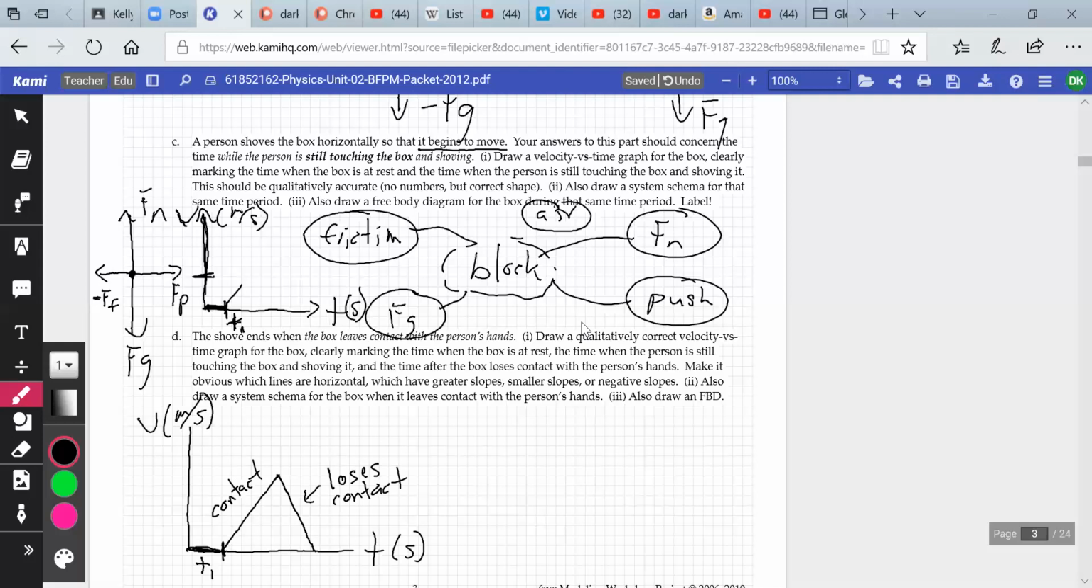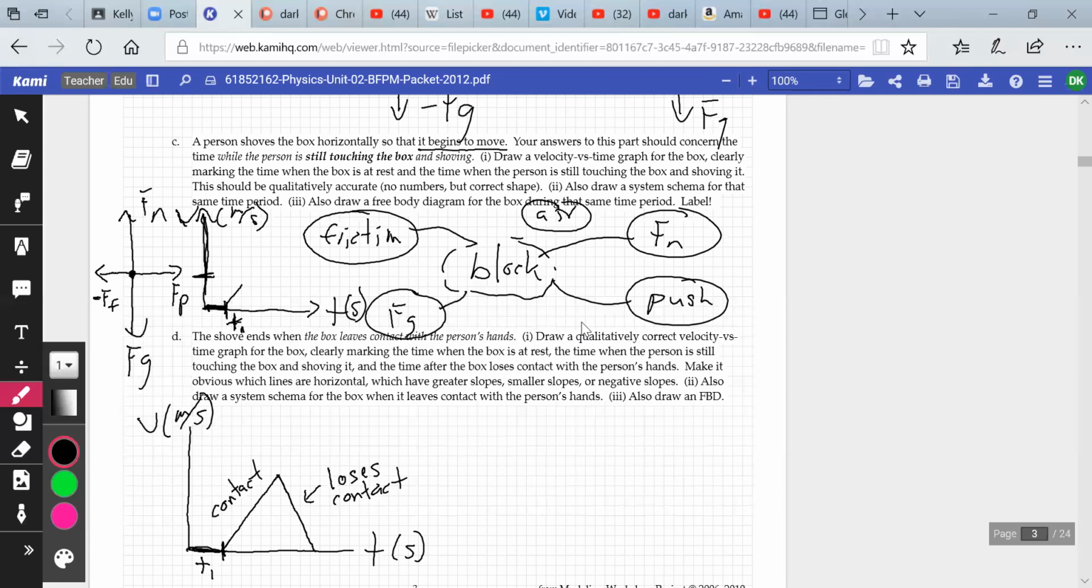Because once I lose contact, there's going to be an unbalanced force of friction that points to the left. And that friction force is opposite your motion. That friction force is going to cause the object to slow down to a stop. That's what's going on in that scenario.